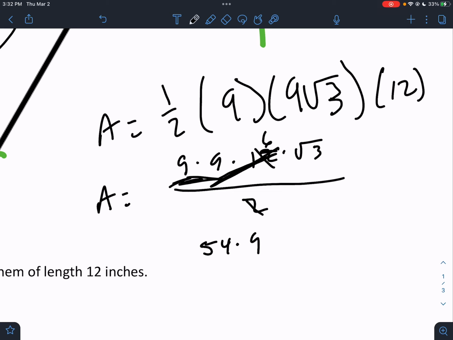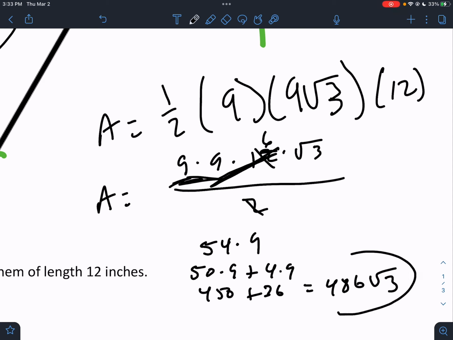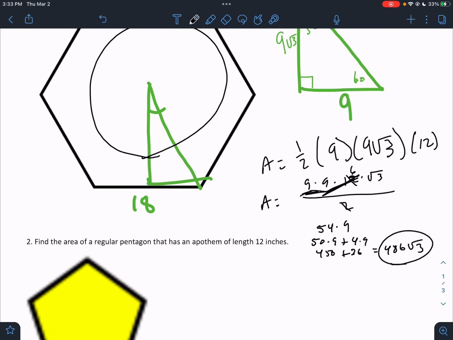That would be 450, right? That's 50 times 9 plus 4 times 9. That's 450 plus 36. That's going to be 486. Don't forget your root 3. Just to make sure that I'm doing it right, I'm going to go ahead and type it in. 9 times 9 times 12 divided by 2 is in fact 486. Don't forget your root 3.